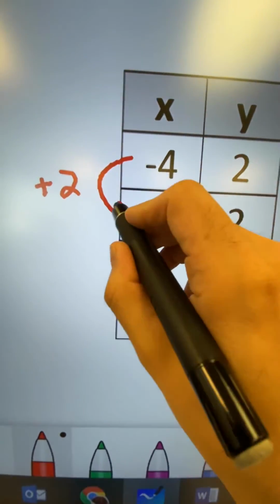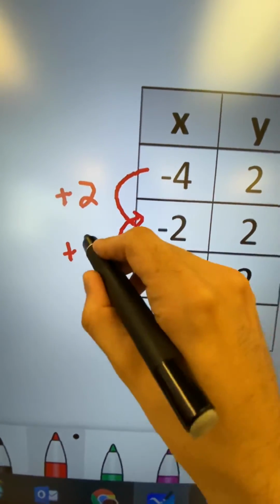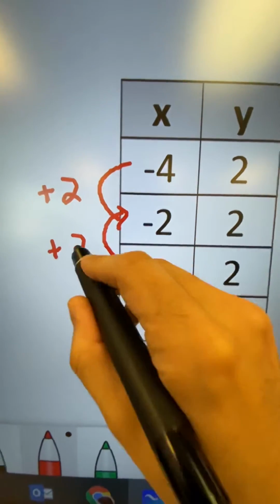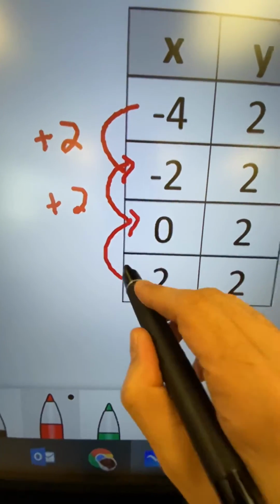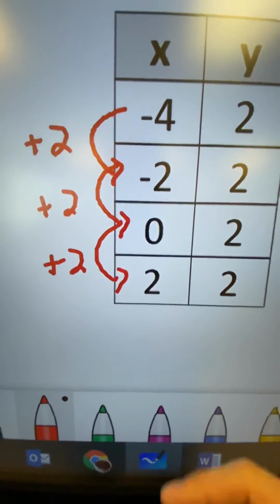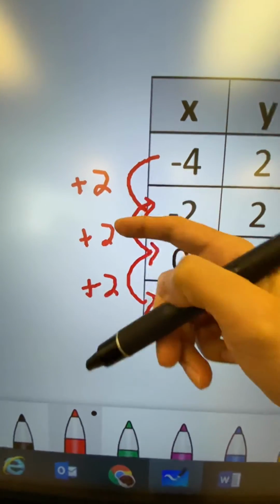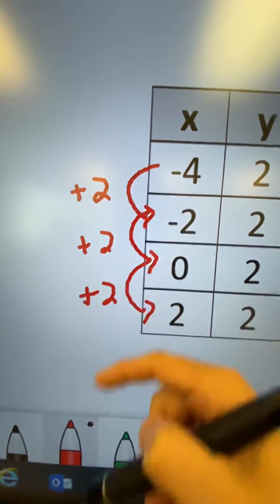And now I check for the next pair. So from here to here, how much did it change by? I can see, again, it increased by 2 because -2 plus 2 is 0. And then the last one, 0 plus 2 gives me 2. So I can see, again, we have a constant rate of change for the x values. It's a constant rate of change because every time it's increasing by 2.